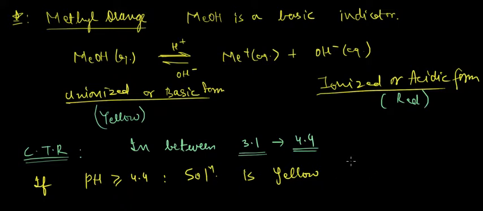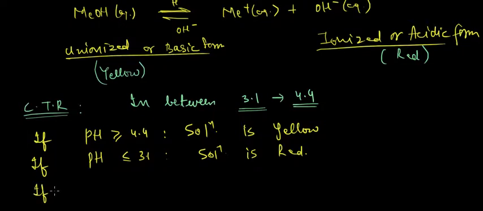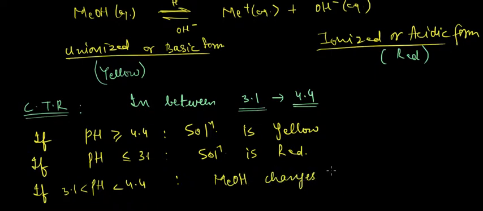If the pH of the solution is less than or equal to 3.1, then the solution is red, and if the pH of the solution exists between 3.1 to 4.4, then MOH changes color.